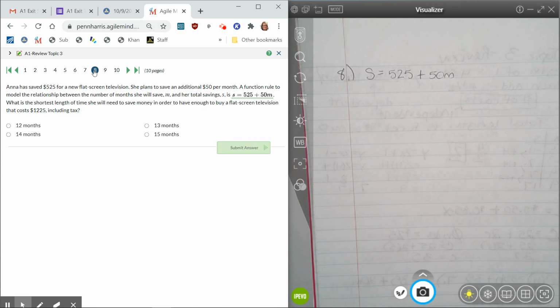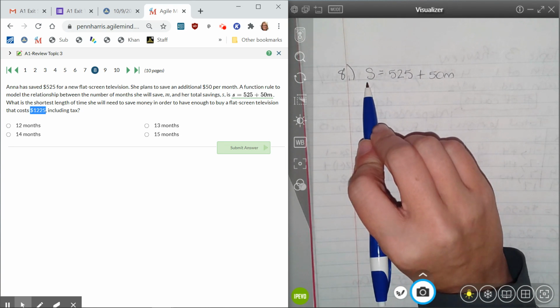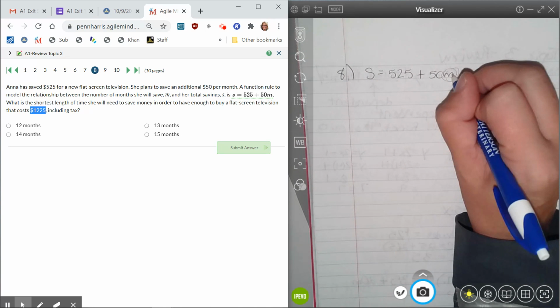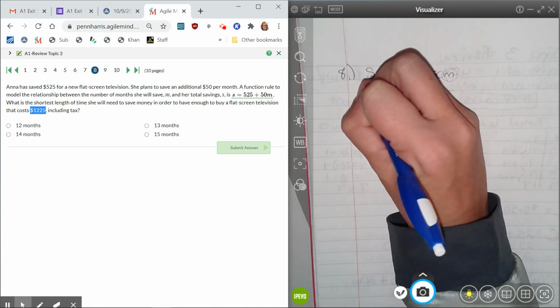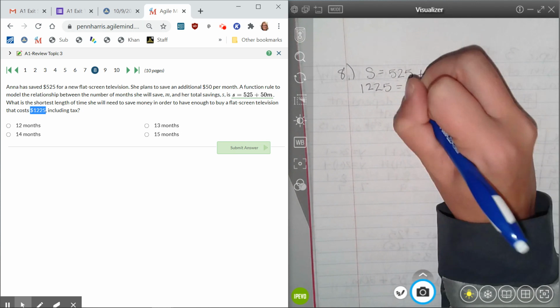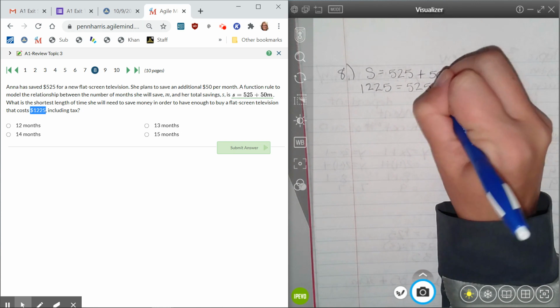What is the shortest length of time she will need to save money in order to have enough to buy a flat screen television that costs $1,225? Well, if she needs to save up $1,225, we're going to put that in the S spot. We want to know how many months. So we're going to say 1,225 equals 525 plus 50M.